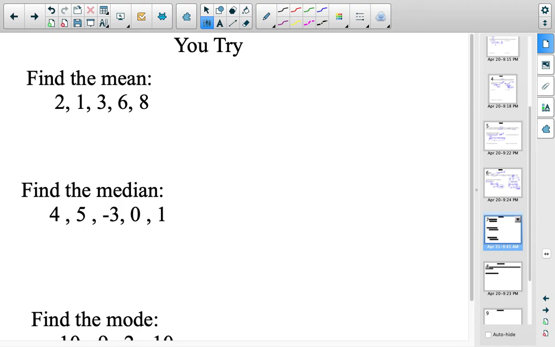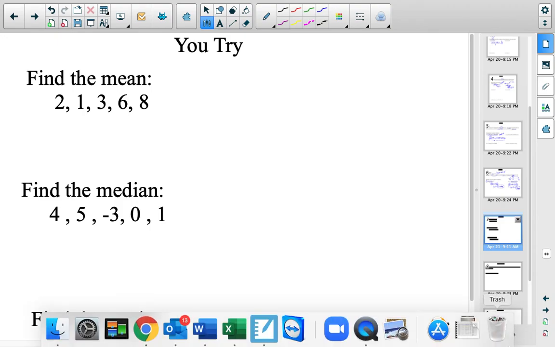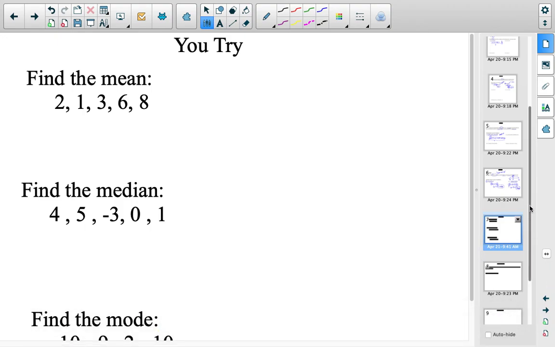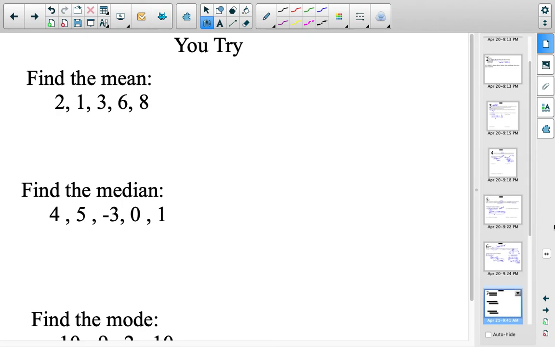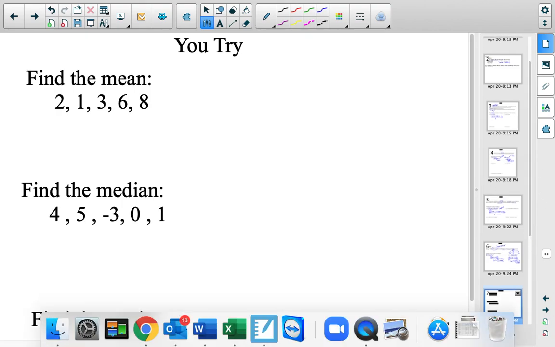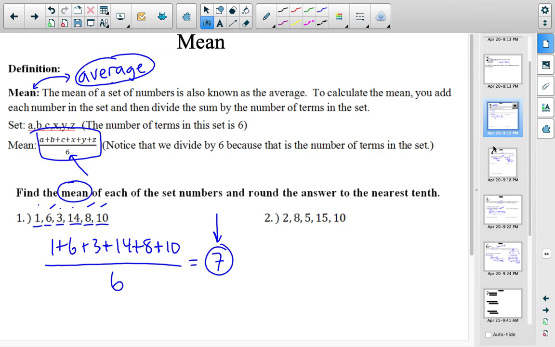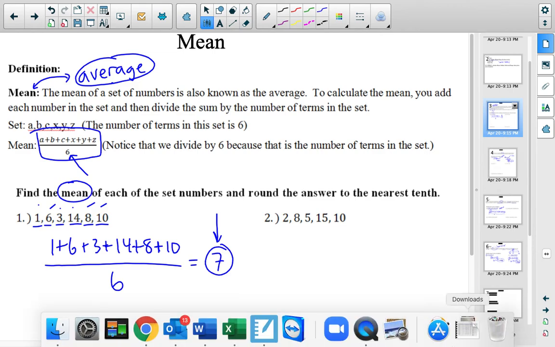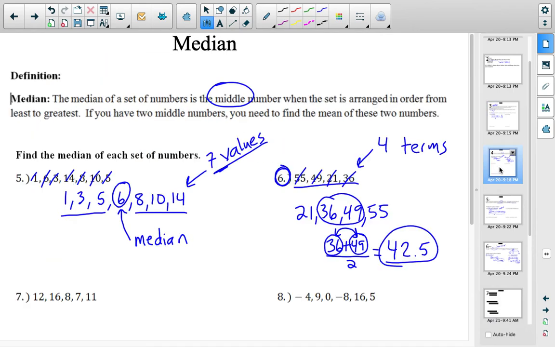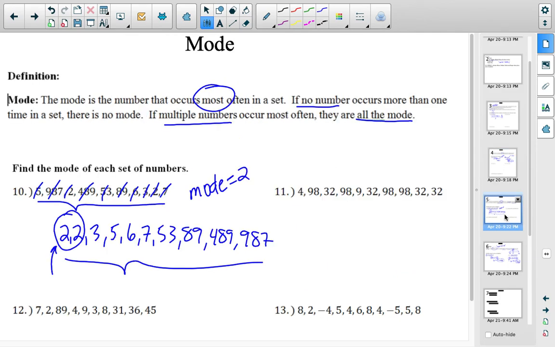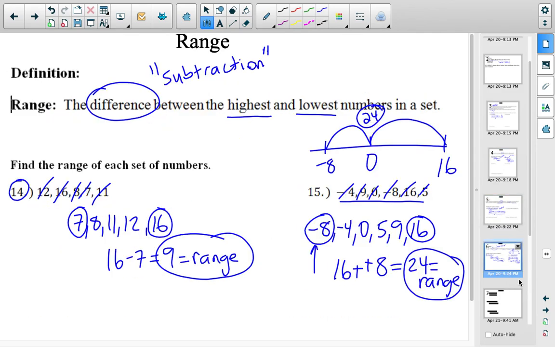That's pretty much it. There's a bunch of problems in your in-class practice, but I don't want to make this video too long. You can always re-watch mean, median, mode, and range. For the mean, you do not need to reorder from least to greatest, but for median, mode, and range, you all should order them first from least to greatest. That will make it much easier.